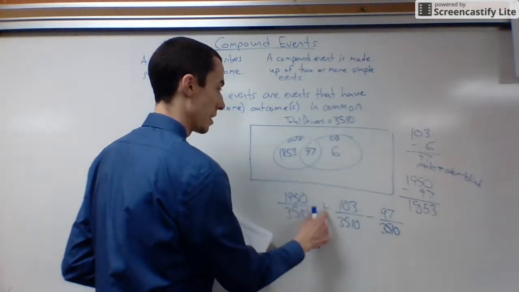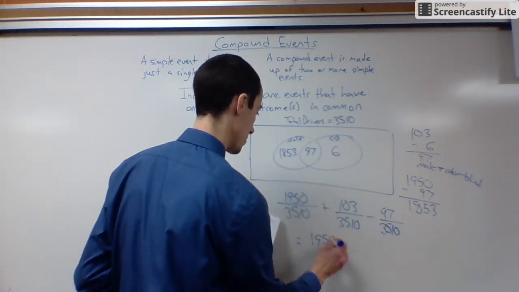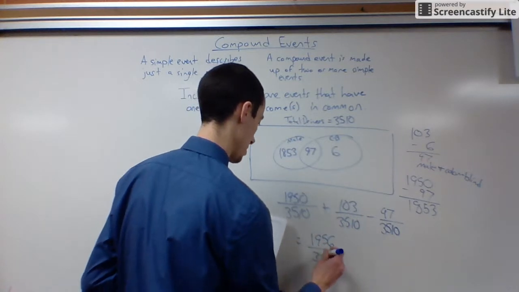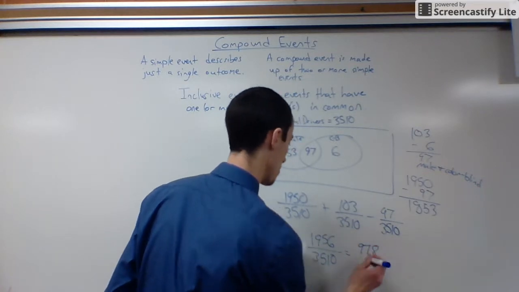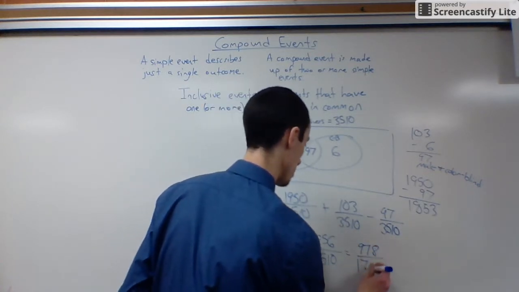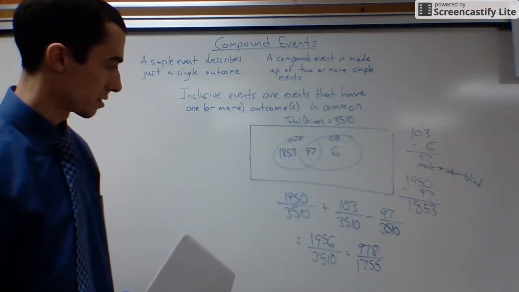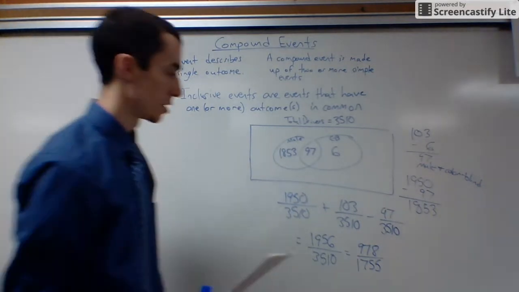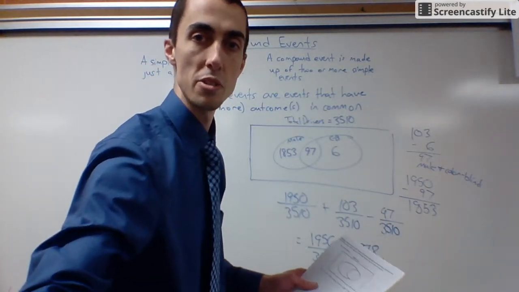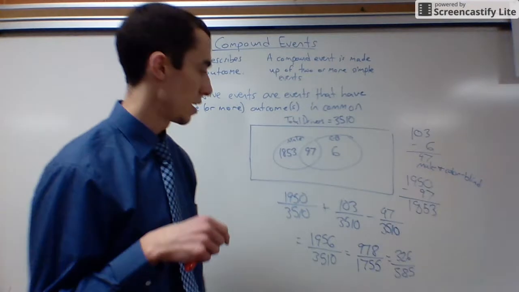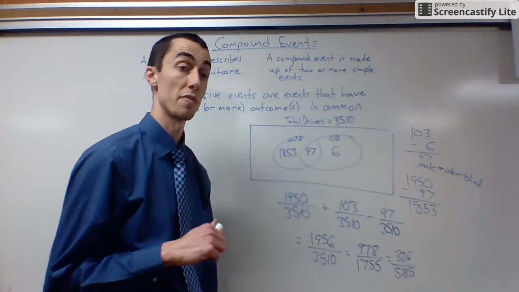And so we add and then subtract our numerators, and we would get 1,956 out of 3,510. We divide those both by 2, we get 978 over 1,755. There might be another common factor in there, possibly of 3, so perhaps we can simplify it down a little bit. Why don't I pause and grab a calculator so we can do that. If you divide both numerator and denominator by 3, you should get 326 over 585.